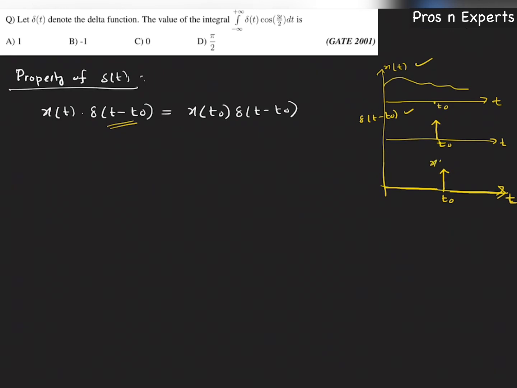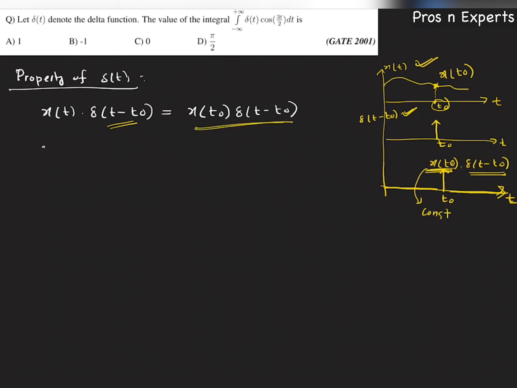It will be x of t0, because at t0, whatever you have with x of t is just the amplitude of x of t. So the amplitude of x of t at t0 is denoted by x of t0. So x of t0 into delta of t minus t0 is the answer. x of t0 is a scalar value and delta of t minus t0 is a signal here. When you multiply a signal and another signal, the answer should be a signal. So delta of t minus t0 is a signal, multiplied by the strength x of t0, which is just a constant. Okay, so this is the answer.